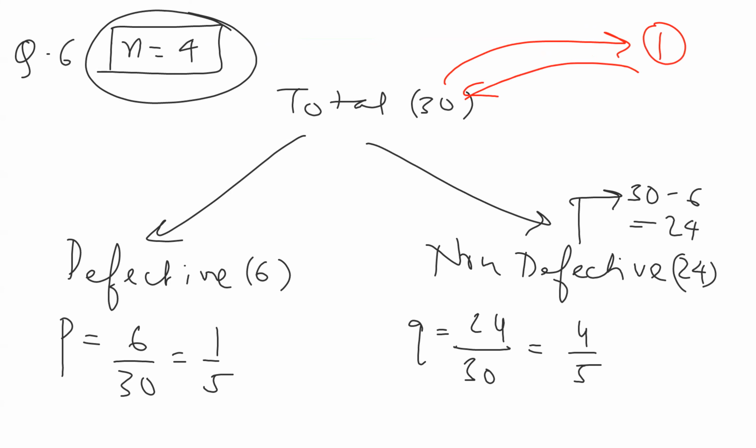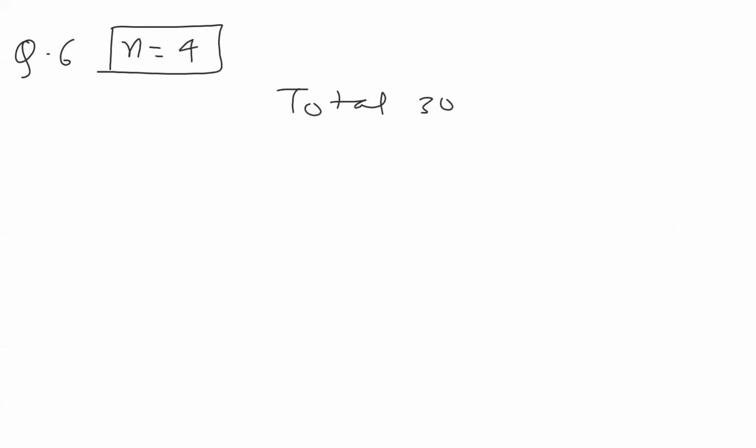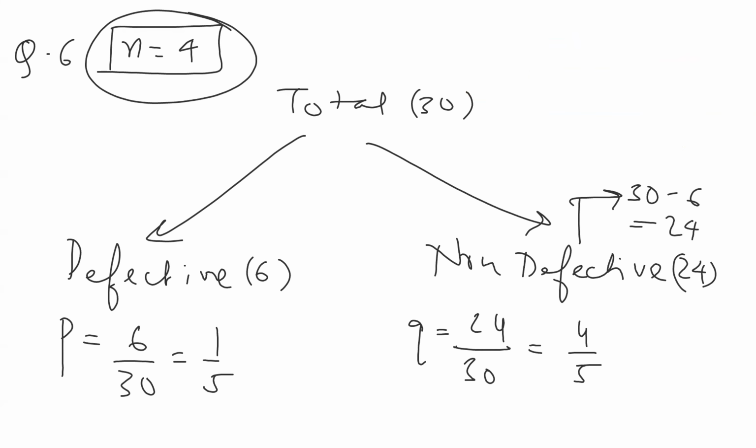The meaning is that we are putting the first bulb back into the lot. Then we'll pull out the second bulb. Again, we'll put the second bulb back into the lot after noting down the probability. Likewise, we'll do for all the 4 bulbs. So what is X? We have to define X. X is the probability distribution of number of defective bulbs.